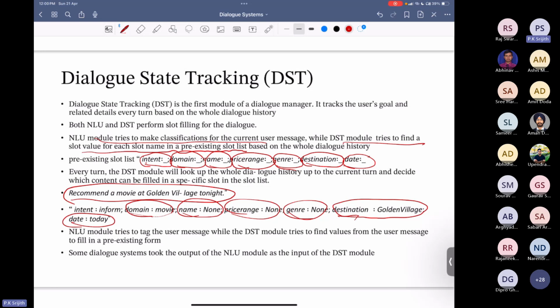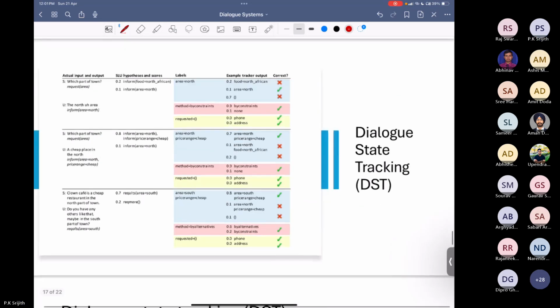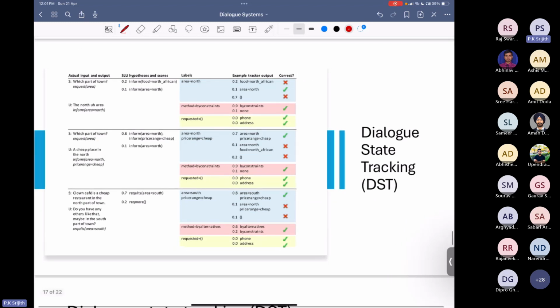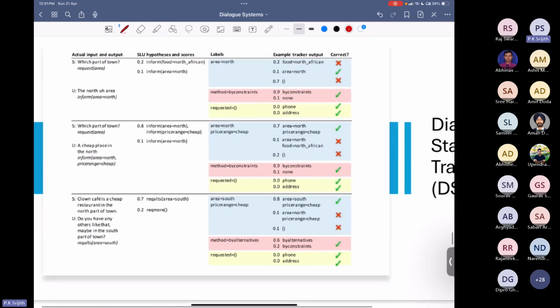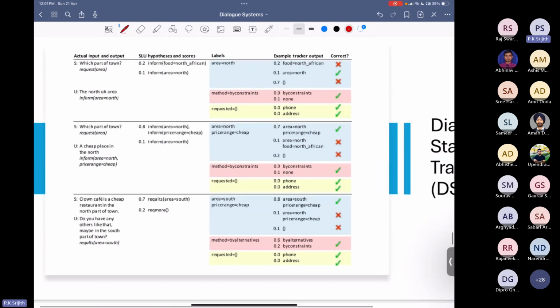So the NLU module tries to tag the user message, but the DST module tries to find the values from the user message to fill the existing form. And the output of the NLU module is taken as input to the DST module. This is one typical example of what's happening if you compare the NLU and dialog state tracking.